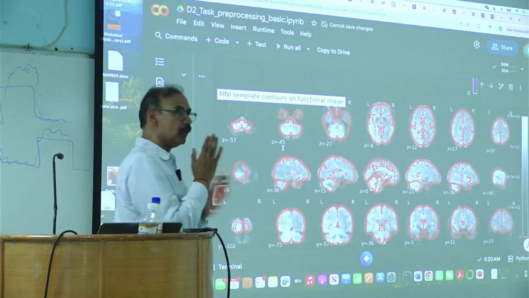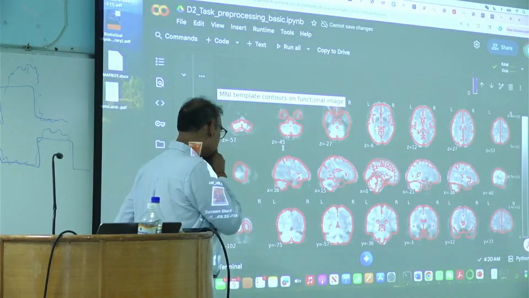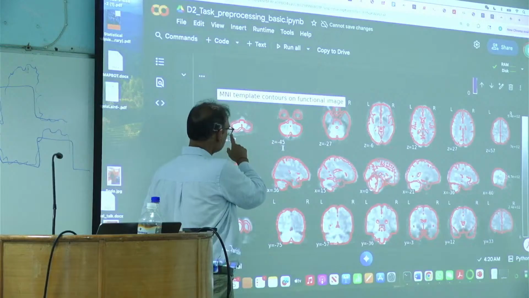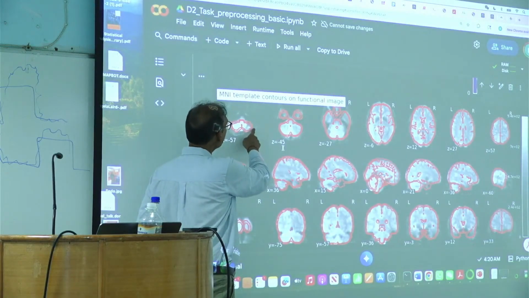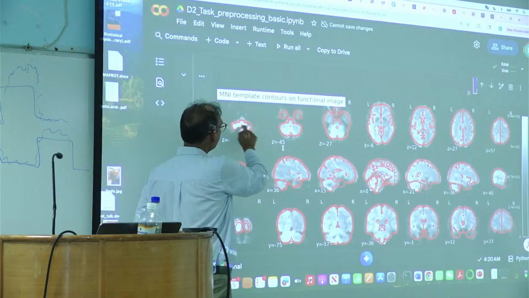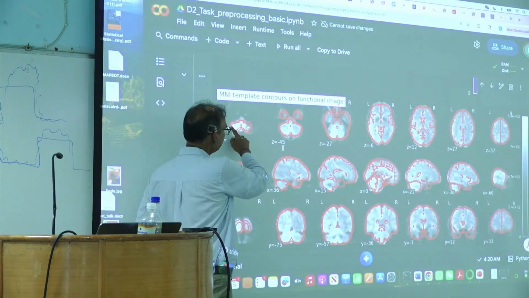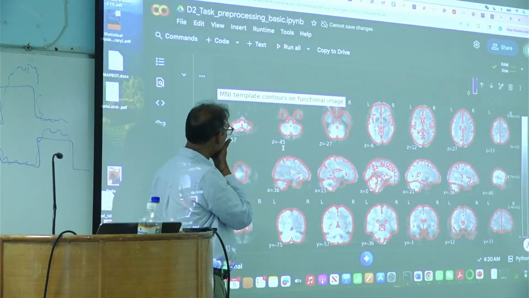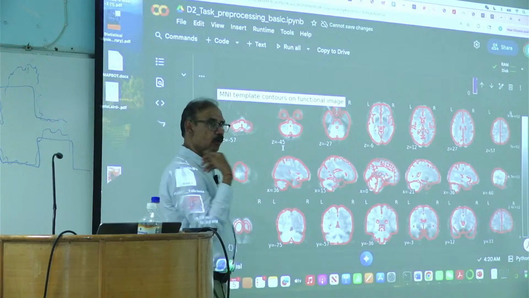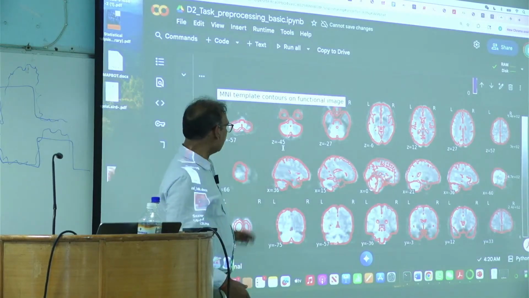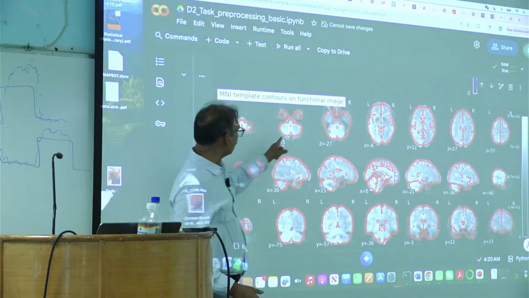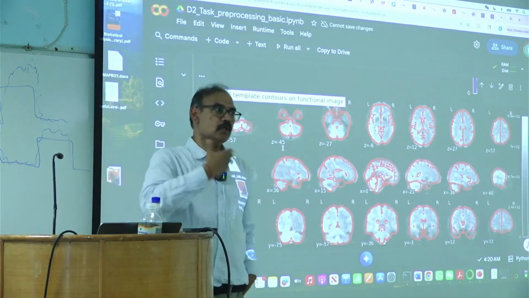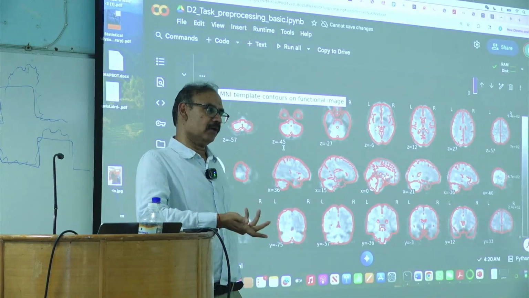Okay, that's good, I appreciate you asking. So this tells us that this is the MNI template contours overlaid on my functional data, right? Now, let's say I found some activation here on the edge of the brain. Should I take it as activation or not?